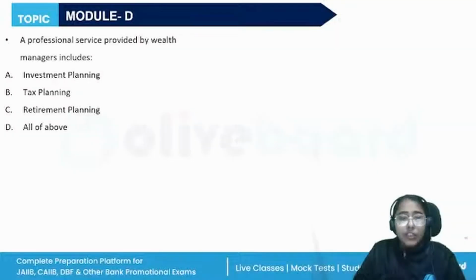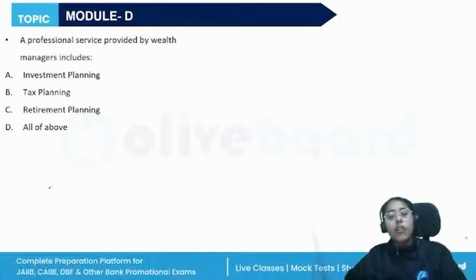It has 4 chapters from Unit 23 to Unit 26. Importance of wealth management, investment management, tax planning, and other financial services provided by the banks. All right, so let us start. First question, a professional service provided by wealth managers include option A, investment planning, option B, tax planning, option C, retirement planning, or option D, all of the above.